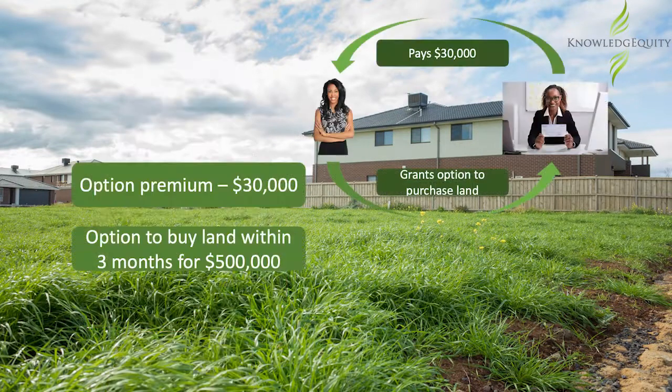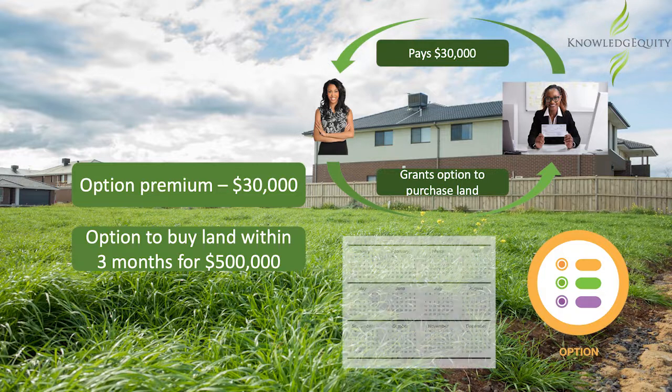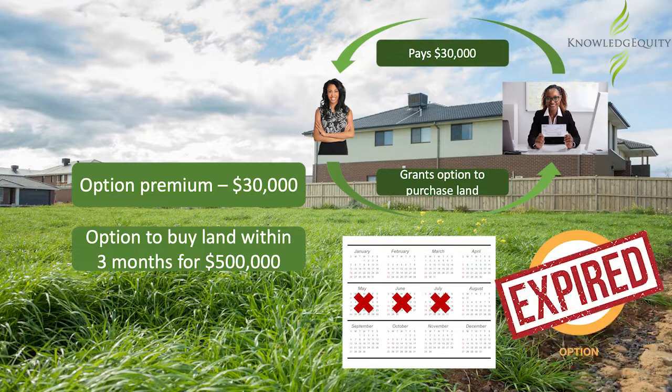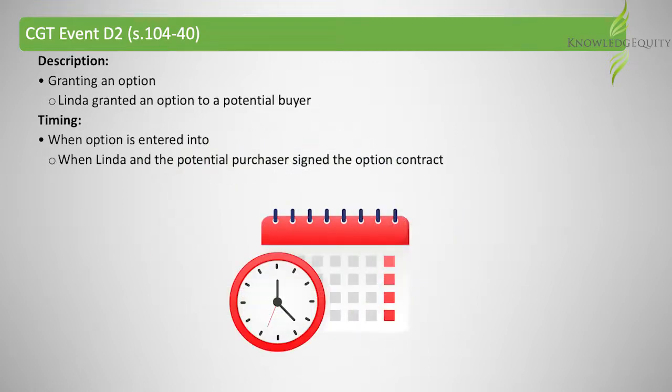Linda owns a piece of land. A potential buyer pays her $30,000 in exchange for them having an option to buy the land for $500,000 during the next 3 months. The 3 months pass and the buyer does not exercise the option. Linda would be subject to CGT Event D2 as she granted an option. The time of CGT Event D2 is when the option is granted. For Linda, it would be when the potential purchaser and herself both signed the option contract.